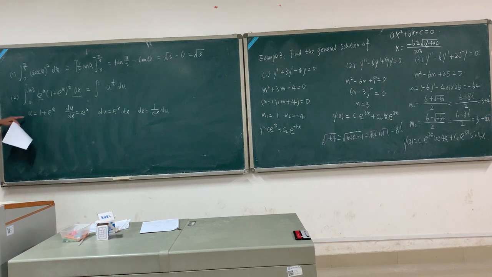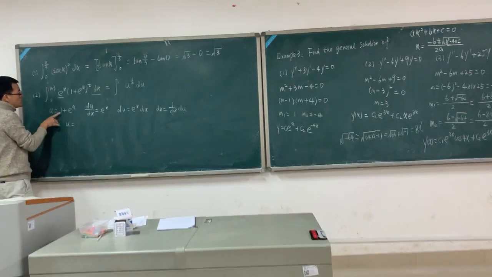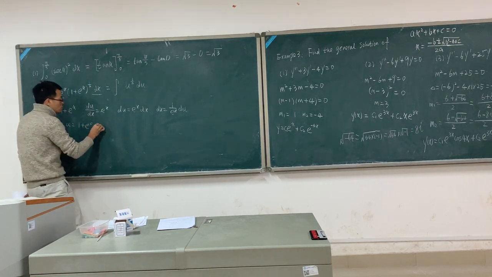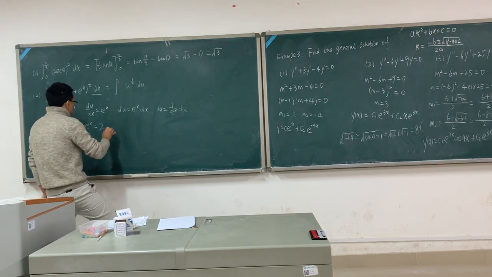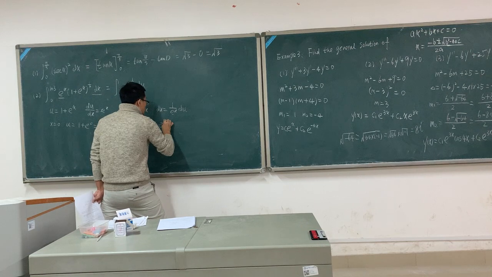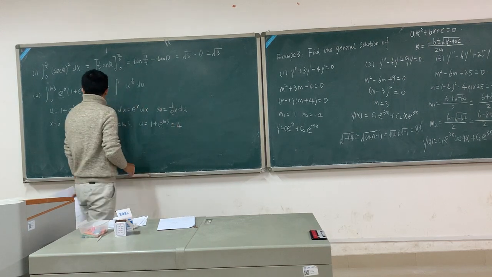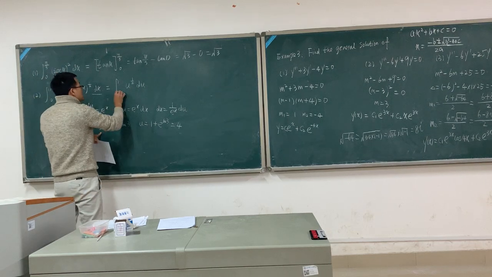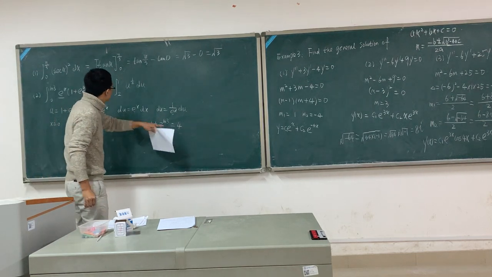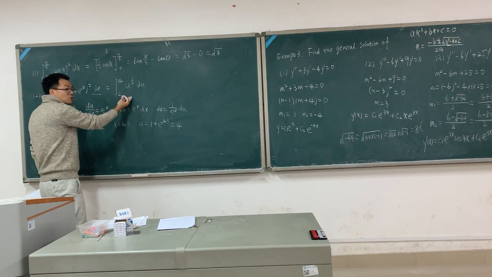Now, when x equals 0, u equals 1 plus e to the 0 power, which is 2. When x equals log 3, u equals 1 plus e to the log 3, and e to the log 3 is 3, so 1 plus 3 is 4. So the lower limit should be replaced by 2, and the upper limit should be replaced by 4. So here we use u substitution.